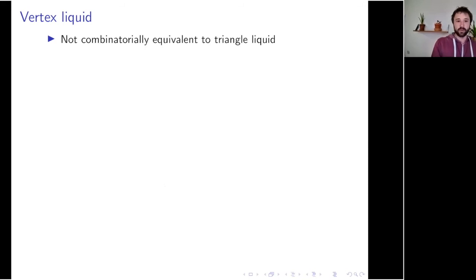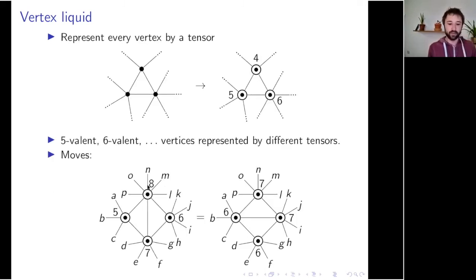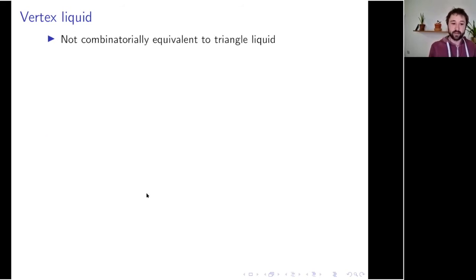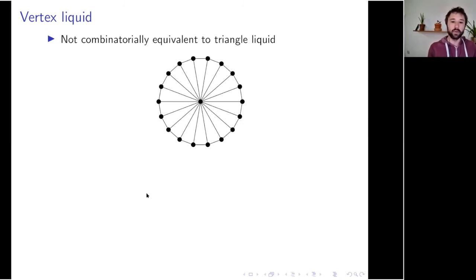So I've shown you a combinatorial structure that is not equivalent to the triangle liquid. So no matter how much you coarse-grain this, you will never be able to bring it into a form that corresponds to a triangle liquid, which means that possibly the models of this combinatorial structure, the solutions to these equations, can have more general phases. And one way to see that this is not combinatorially equivalent is to consider what the tensor network would look like on a vertex with a lot of adjacent edges.